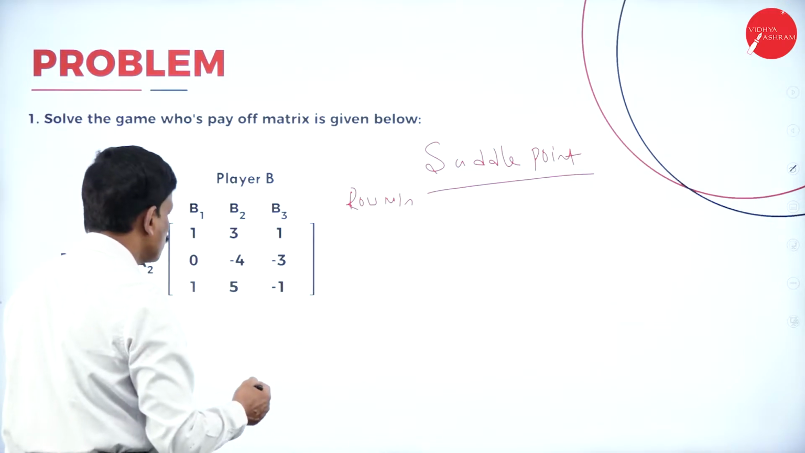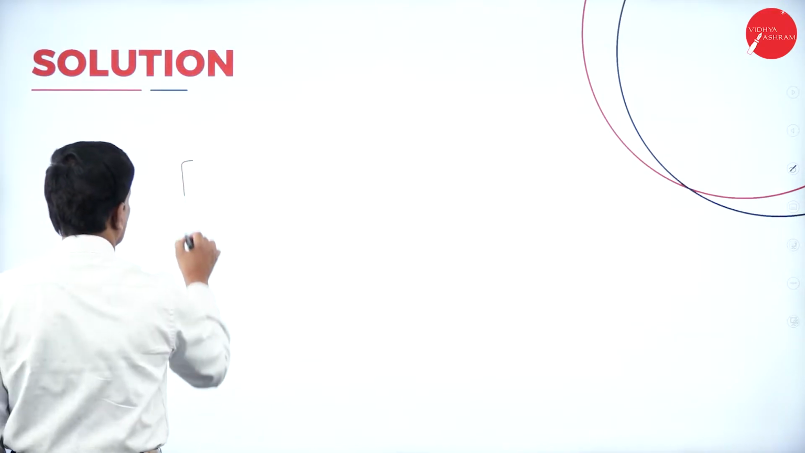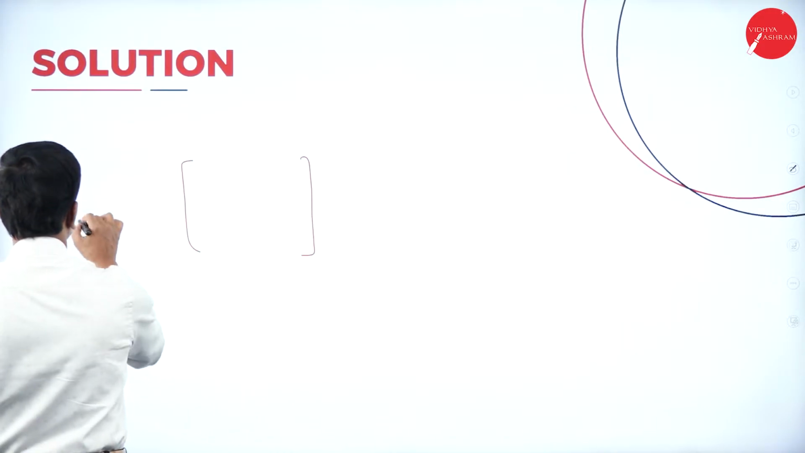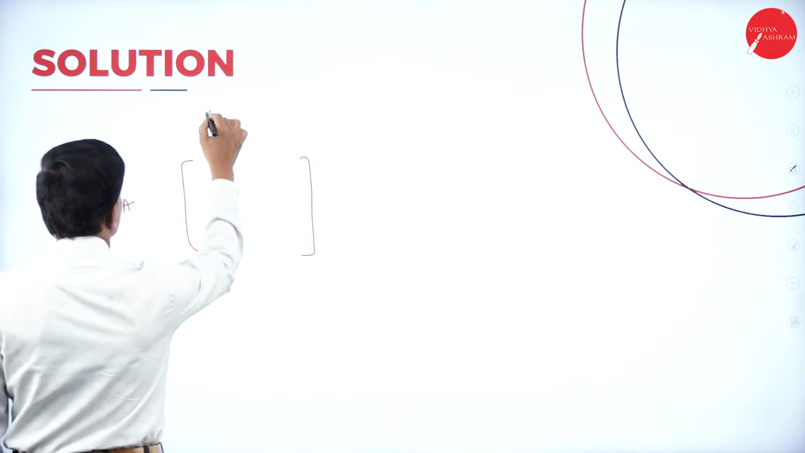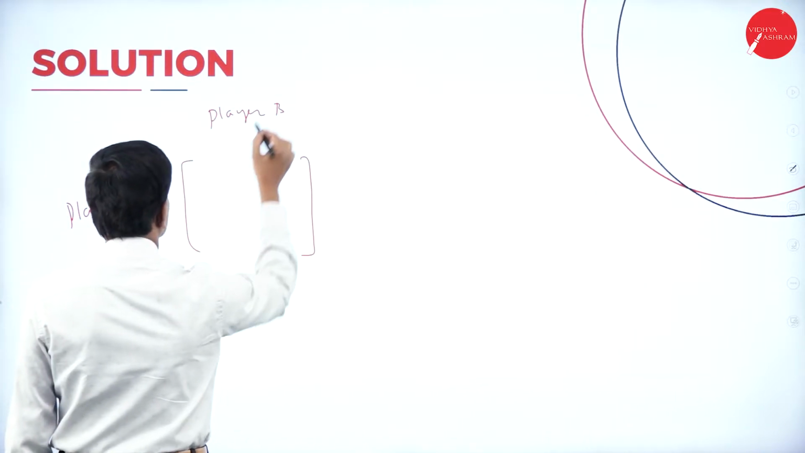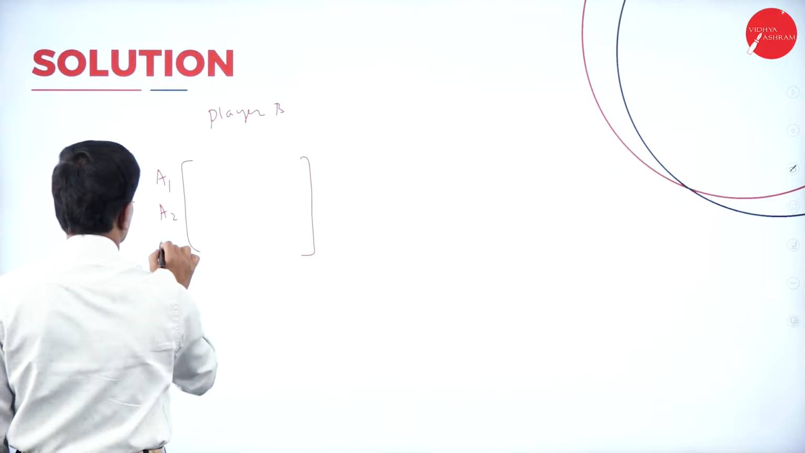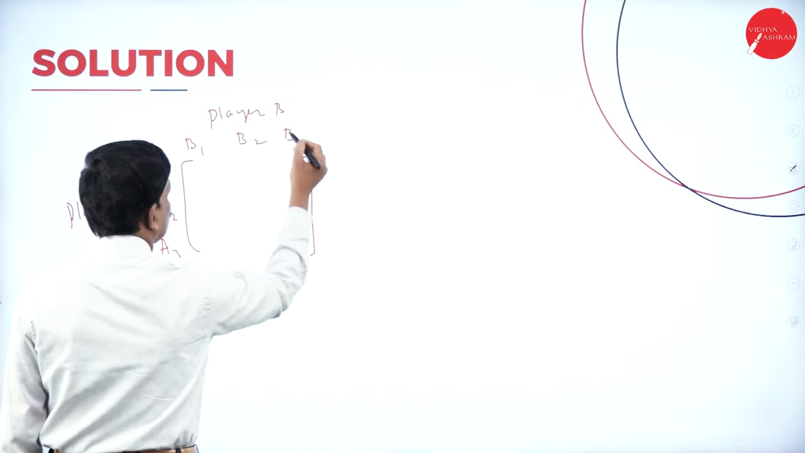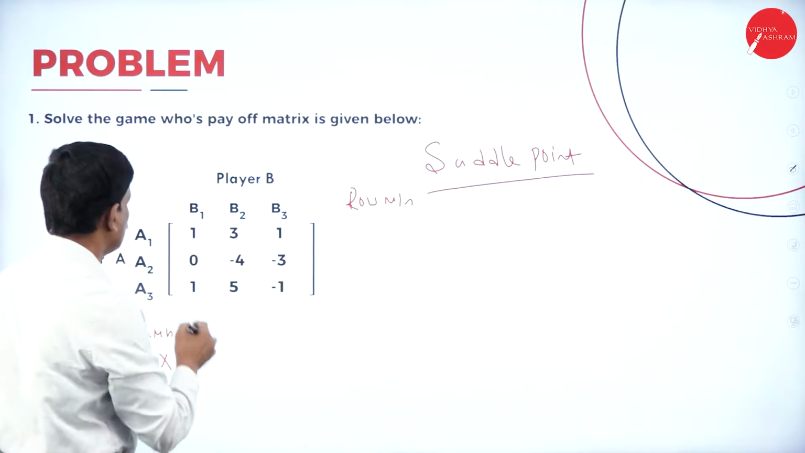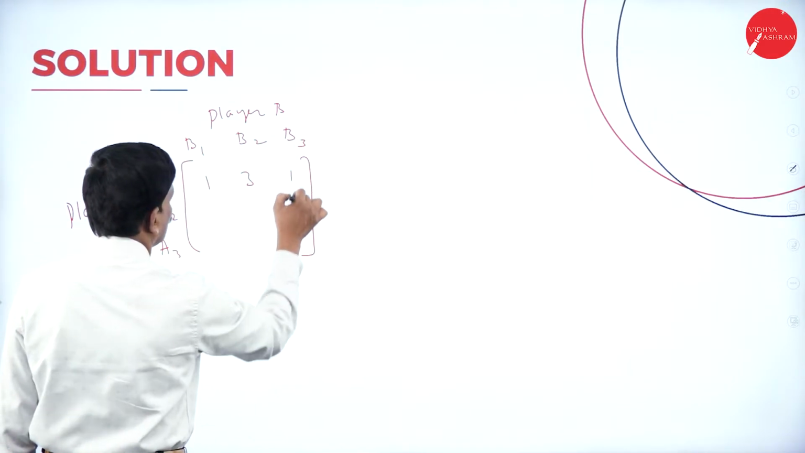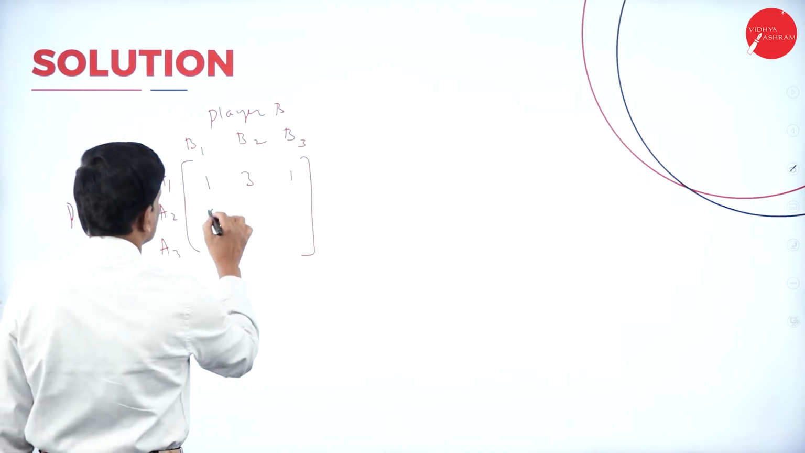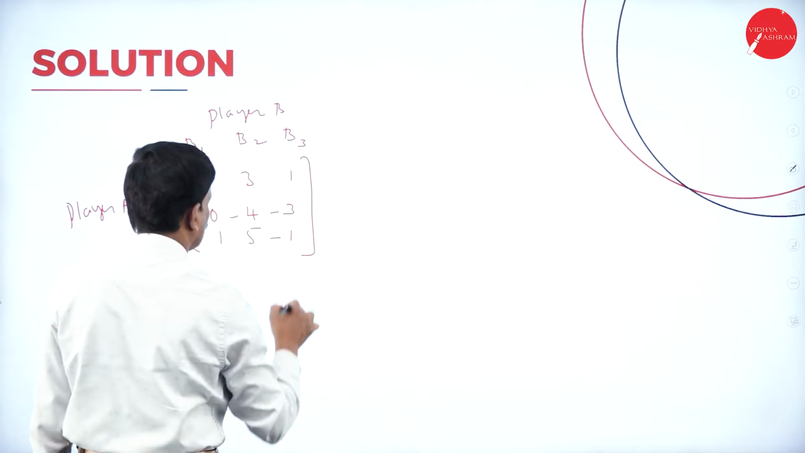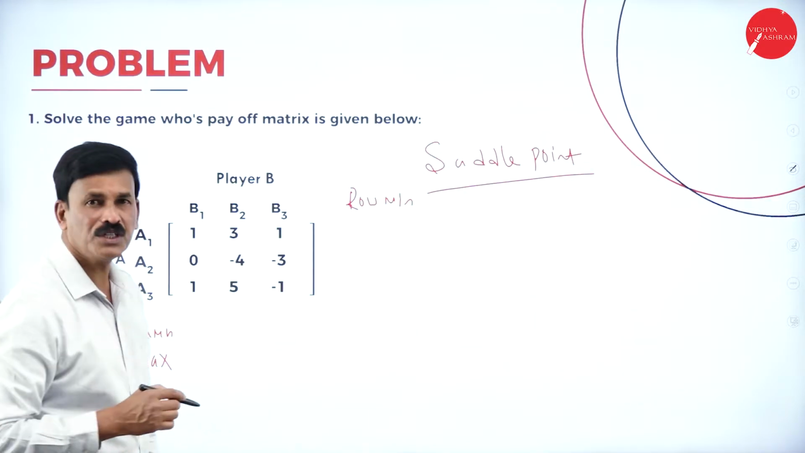Let me go to the next page and write this here. This is the given matrix. Player A has A1, A2, A3. Here it is B1, B2 and B3. Let me write the values. What are the values given? 1, 3, 1, 0, minus 4, minus 3 and 1, 5, minus 1. These are the values. Now, first find out the row minimum.